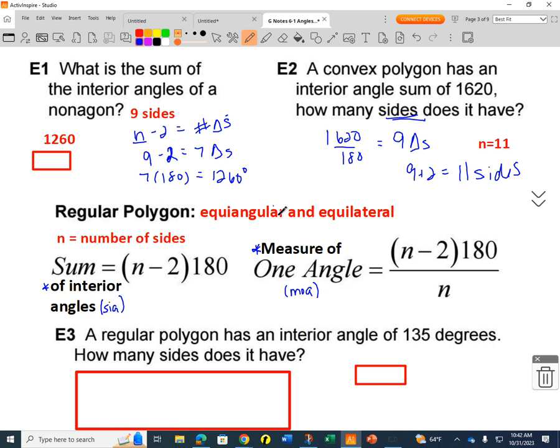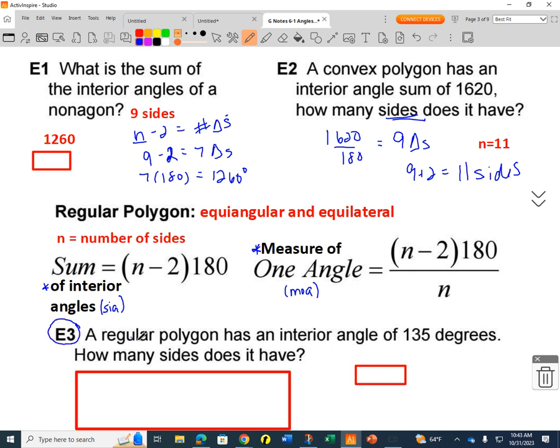Alright, so these are some formulas. The number of triangles times 180 gives us the total sum of all the inside angles of the polygon. If we want to know the measure of one angle, we need to know the number of sides, and we can plug it into this formula: the number of triangles times 180 divided by the number of sides. If we want to know the number of sides and we know the measure of an angle, we can plug that in here. And that's what we're going to do for example 3.